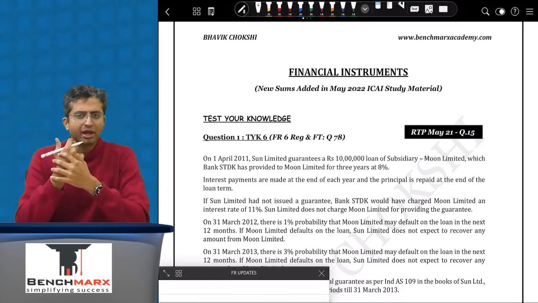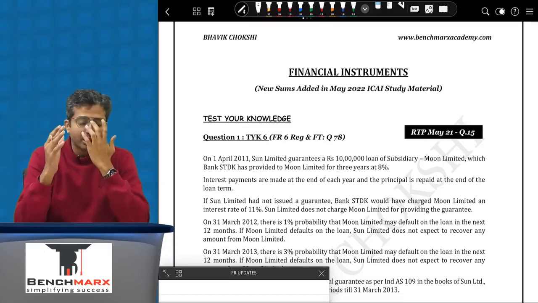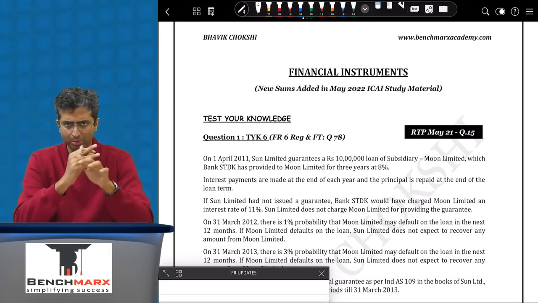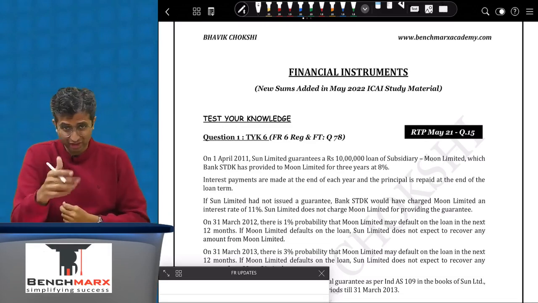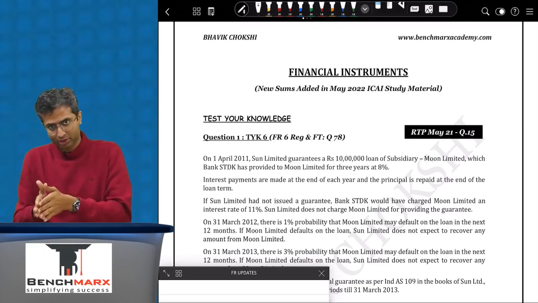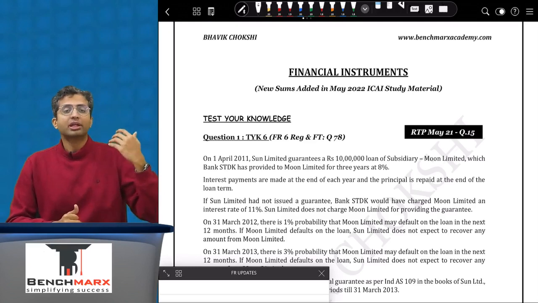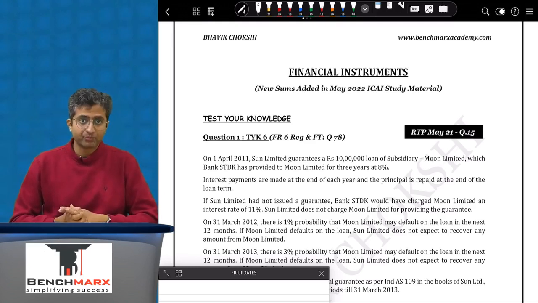So over here we have the accounting for guarantee. Now guarantee is one of the items which get accounted for under FVTPL accounting, fair value through the profit and loss account. Typically, financial liabilities get accounted for using amortized cost. However, certain liability items get accounted for using FVTPL, fair value through profit and loss. One of them is financial guarantees.